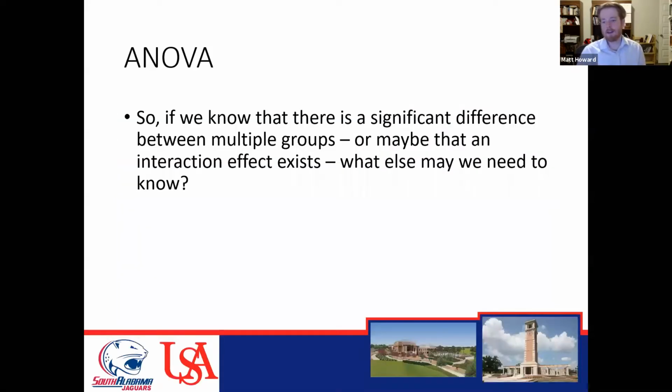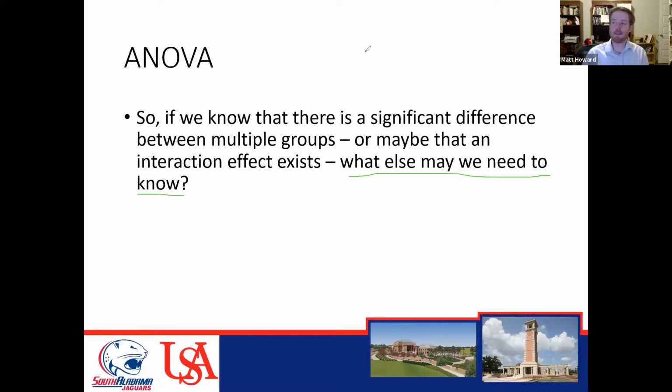Okay, so to conclude the lecture today, you might ask yourself, all right, we can run a one-way ANOVA or a two-way ANOVA, and it'll tell you whether there's a significant difference between multiple groups, or maybe even that an interaction exists. What else might we need to know, however?